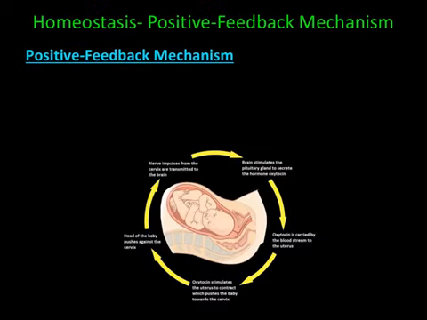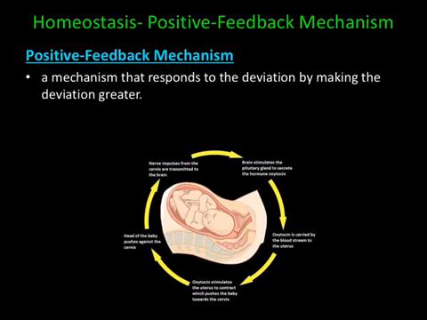And the last feedback mechanism that helps maintain homeostasis is positive feedback. Positive feedback mechanism is a mechanism that responds to the deviation by making the deviation greater. Positive feedback mechanisms are rare regulatory mechanisms. Childbirth is an example of a positive feedback mechanism.